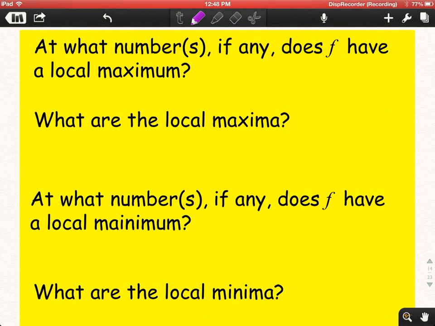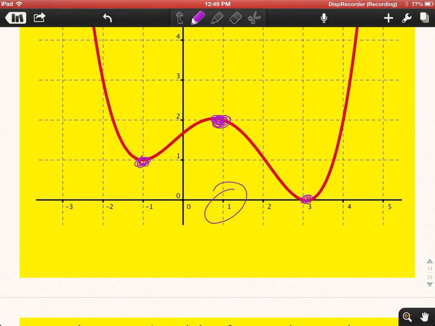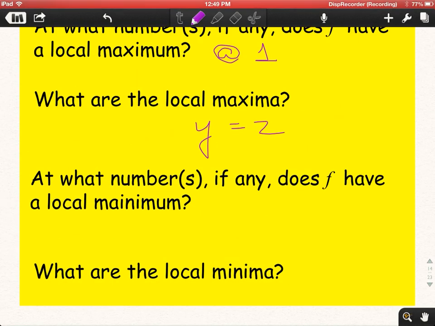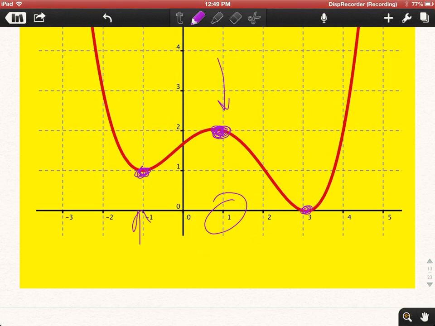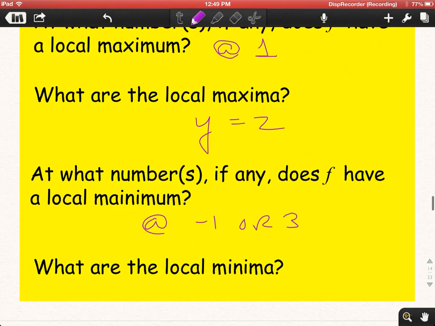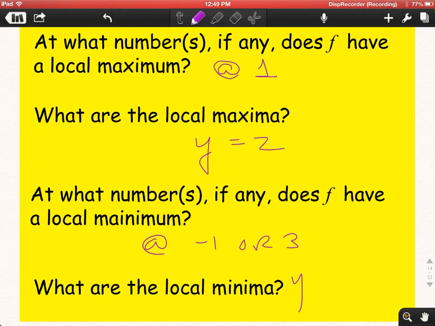So what are the local maxima in this picture? Well, it looks like there's only one of them. And so we have a maximum at 1, and that maximum is y equals 2. So location at 1, how high is it? It's 2. Same thing with the local minimum. So at -1 or 3, right? So at -1, location, and at 3, and that makes minimums of y equals 1 or 0.